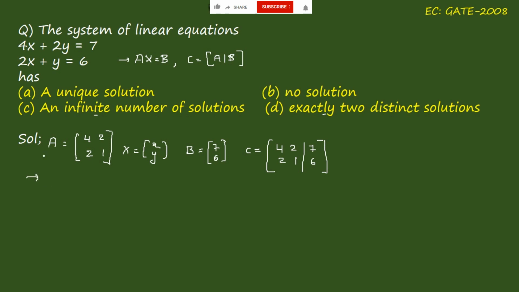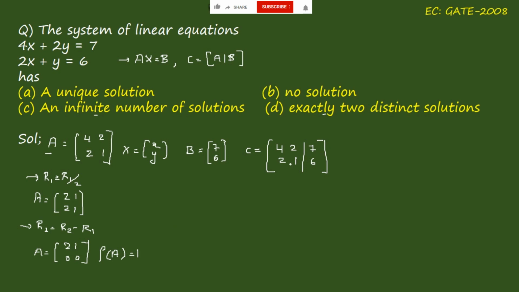Okay. So in A operation, first we'll find the rank. Let R1 is equal to R1 by 2. Then what we get is 2, 1, 2, 1. Yes or no? Then we'll be subtracting, R2 is equal to R2 minus R1. Then A is equal to 2, 1, 0, 0. So it becomes nothing but a row matrix. So rank of A is equal to 1.